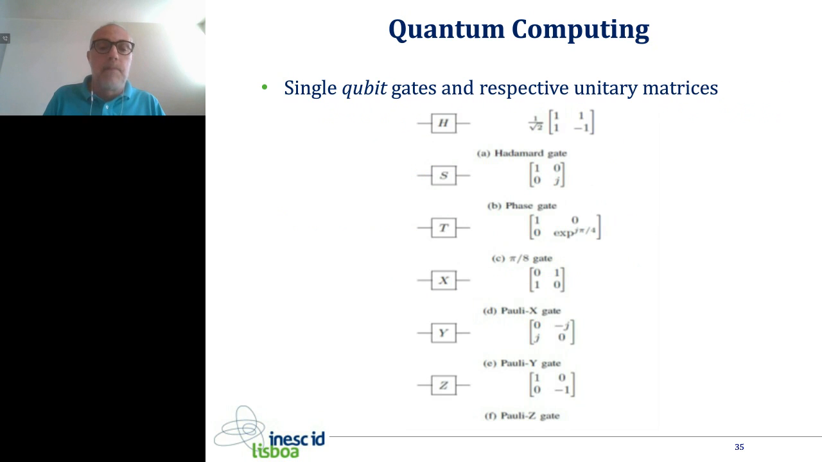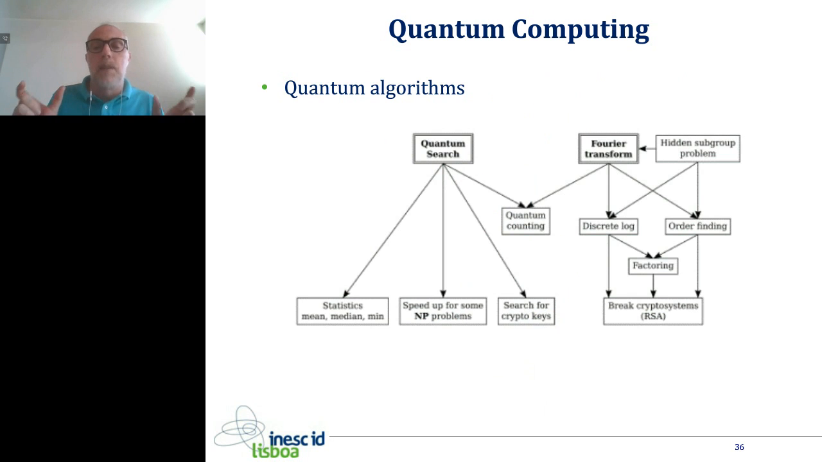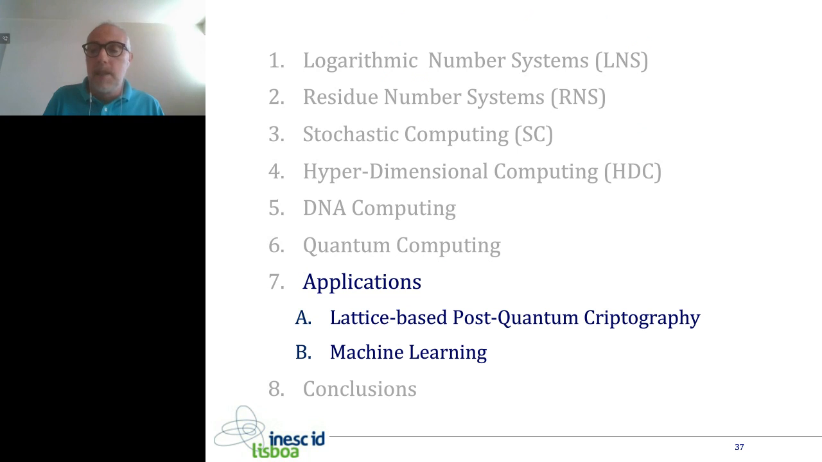So you have some simple single qubit gates. There are two algorithms that are quite important in quantum computing. One of them is the quantum Fourier transform, which supports what we call Shor's algorithm, that breaks the current cryptosystems, namely the principle of factoring for RSA and discrete logarithm for ECC, which is elliptic curve cryptography. So I will skip this part and go directly and a little bit faster. One of the applications that I chose is lattice-based cryptography.